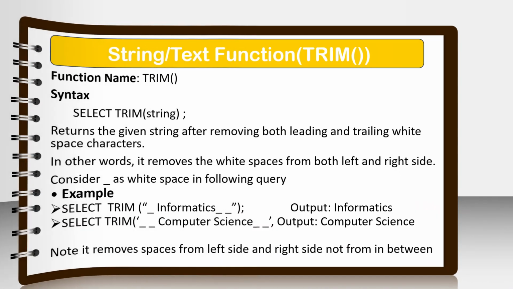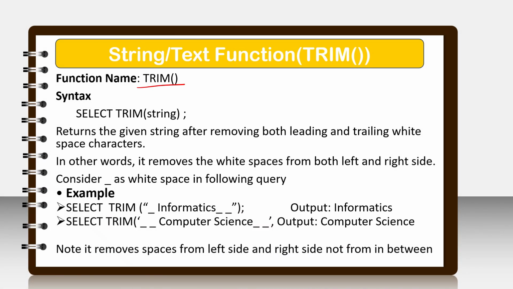Next is TRIM. TRIM function removes both leading and trailing spaces together, but it will not remove the spaces that are between the two words. So the syntax is this. It returns the given string after removing both leading and trailing white spaces. Sometimes in CBSE exams this question can be asked: which function is used to remove leading spaces, that is LTRIM. Which function is used to remove trailing spaces, that is RTRIM. Which function is used to remove both leading and trailing spaces, so the function name is TRIM.